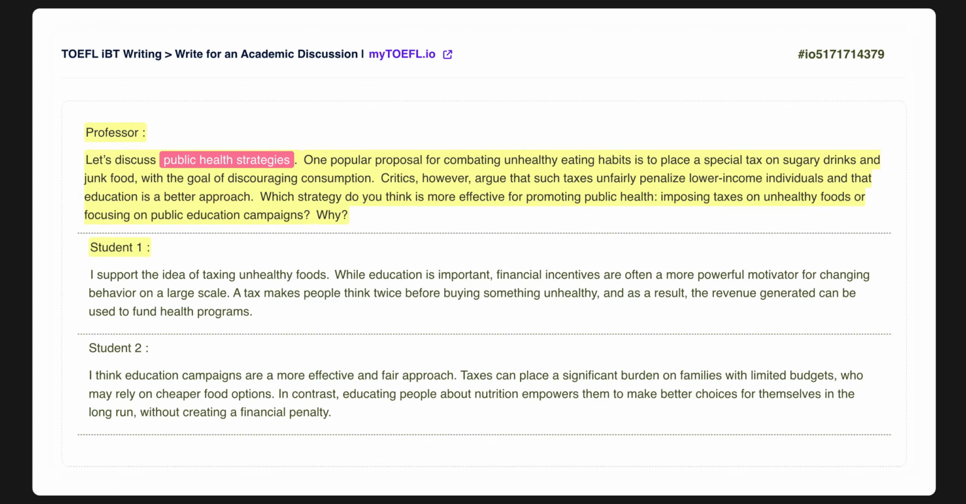Student 1. I support the idea of taxing unhealthy foods. Student 1 makes their position clear immediately. Using I support is a simple and effective way to begin a response. This establishes their stance right at the start.